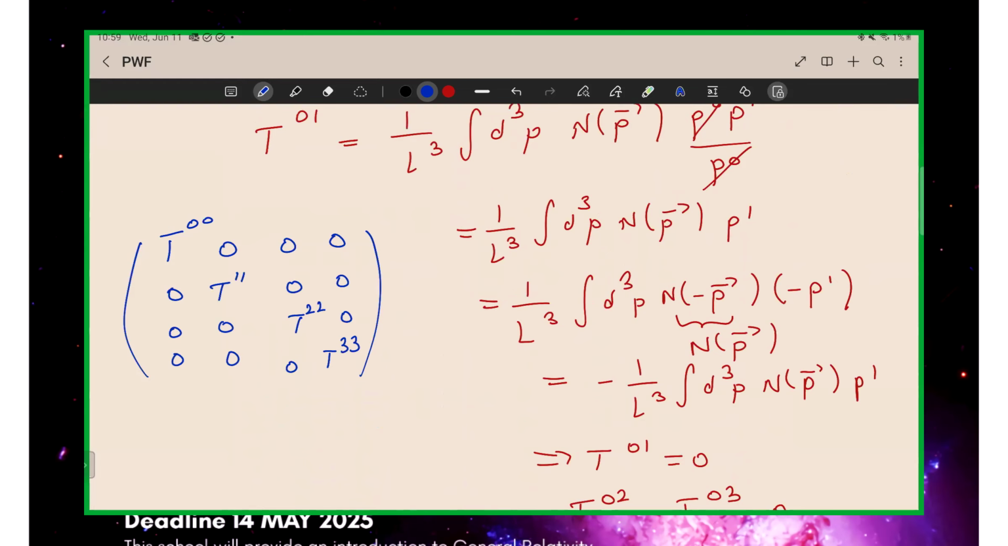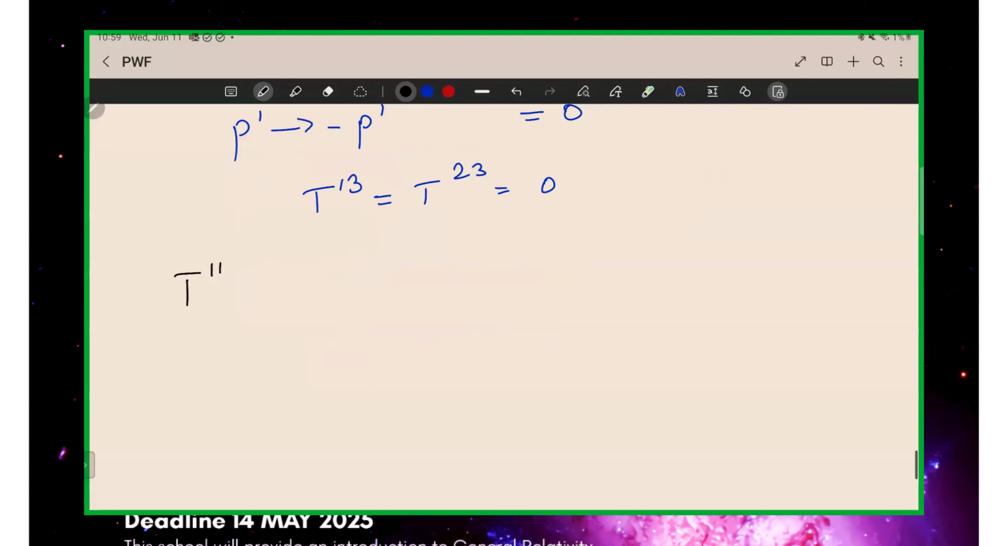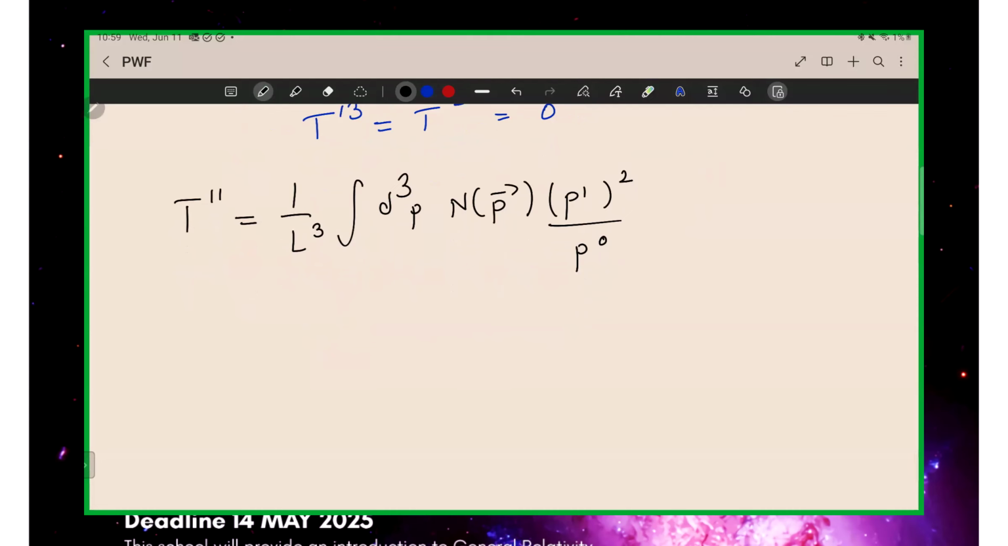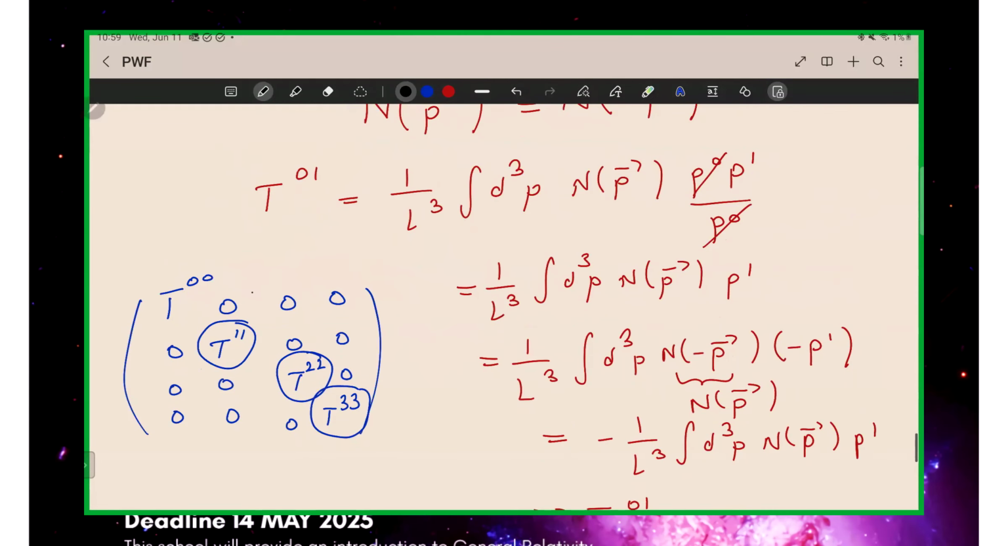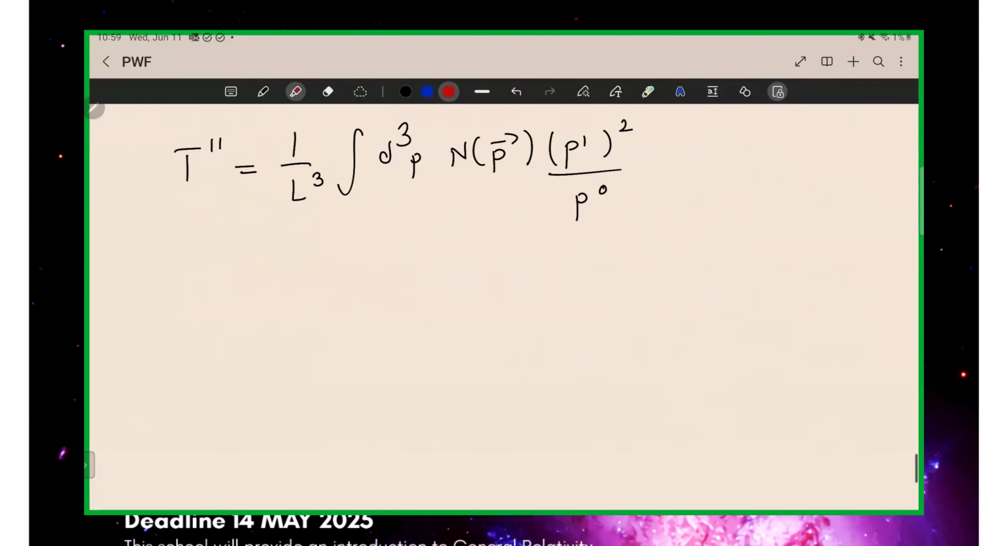That's one thing. Now we will show that these three entries are actually equal. How will you show that? Well, let's calculate one of them. T^{11} equals 1 over L cubed times the integral of P^1 squared over P^0. How will you show that this is related to something like pressure? Because we know that here you have pressure. Let me try to argue that. I don't know if I have enough time to do that, but let me try.